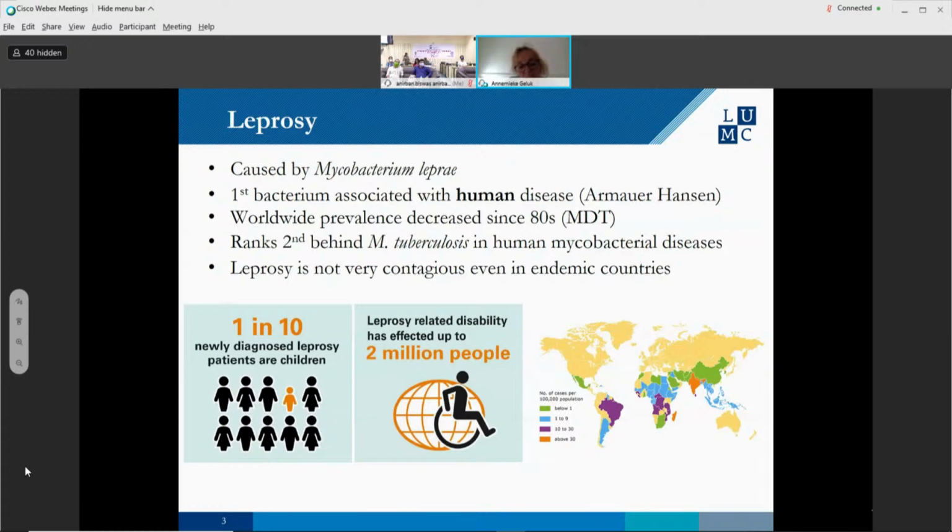However, leprosy is not as contagious as TB is. Even in endemic countries, in the hotspots where it's still occurring now, it's not very contagious. So you need a huge dose of the bacterium to get infected and also to develop the disease.